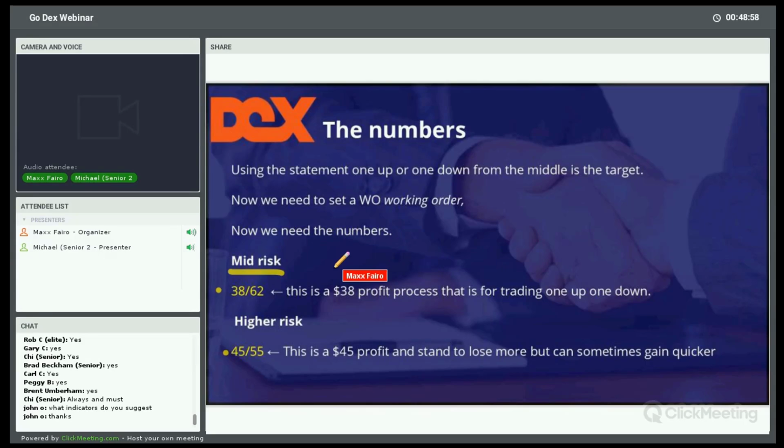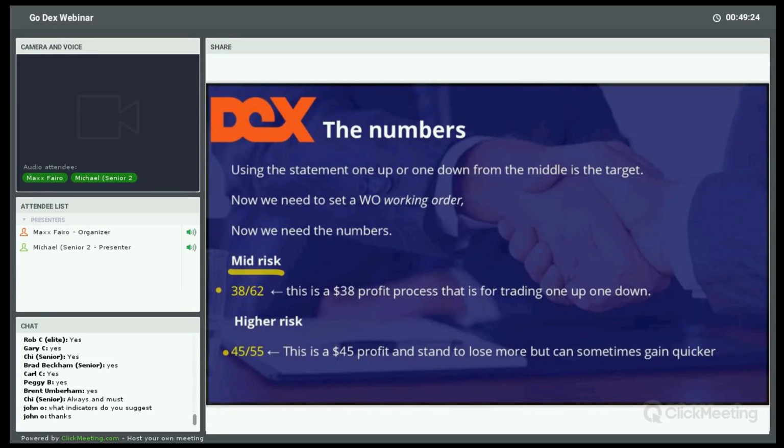And then I started developing strategies and forethoughts and mentalities behind each one on when to trade and how to trade it and what to do. And this is what it really comes down to. Is this 38.62, right? 38 for the sell side, 62 for the buy side. Is the mid-risk level that we're going to use for the one up or one down side only.